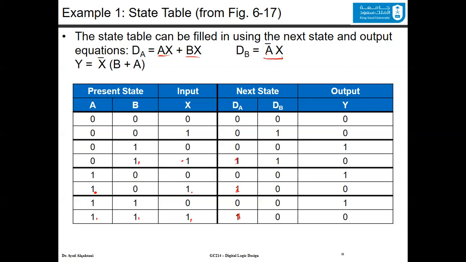Similarly, for DB, you care about A bar X. This is A bar, and you have X. You have 1 and 1, and the rest are zeros. For the output, it is B X bar or A. So whenever you have A, you put 1. And whenever you have B with X bar, you also have 1. This way we fill the truth table.